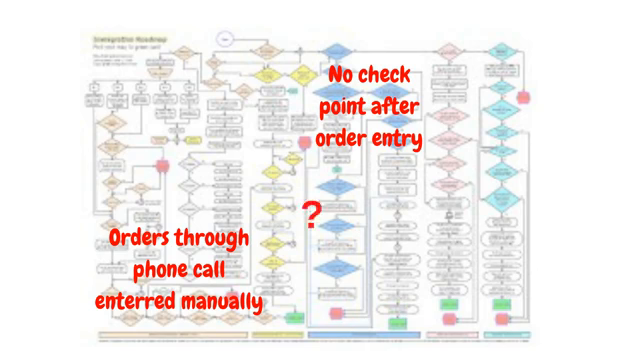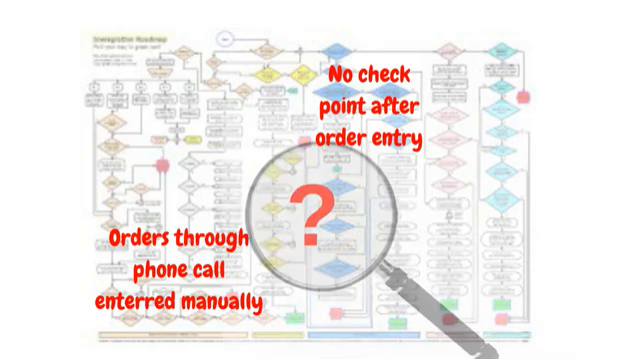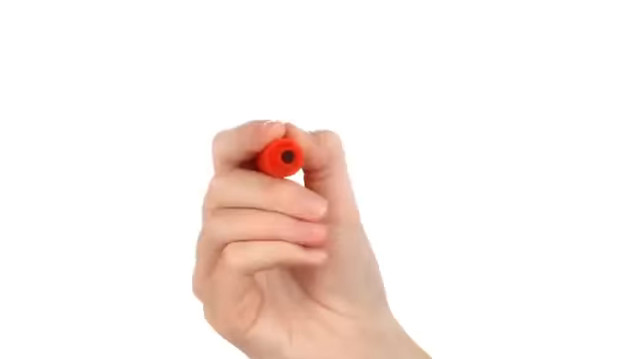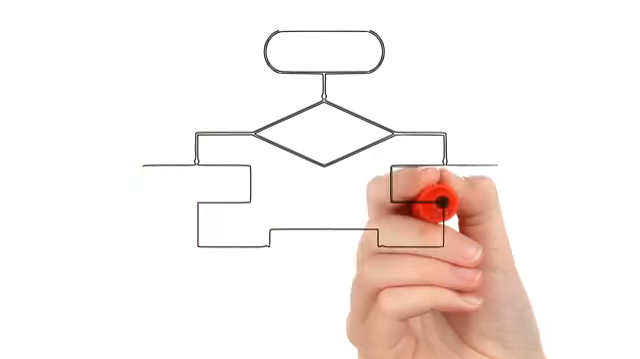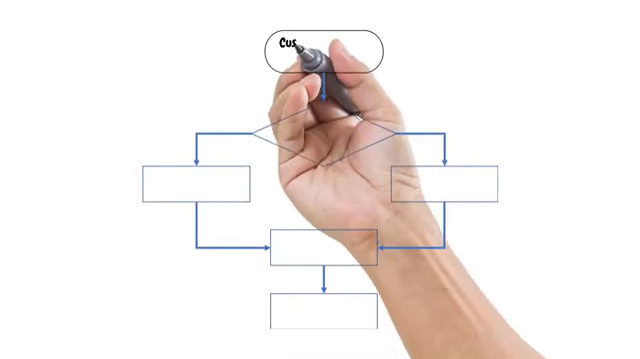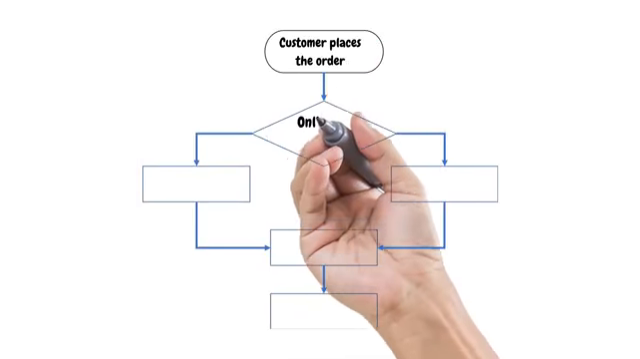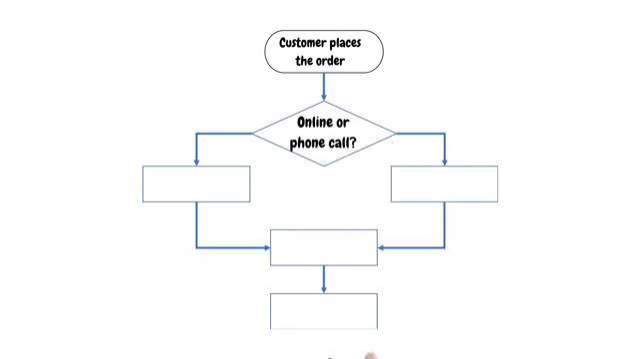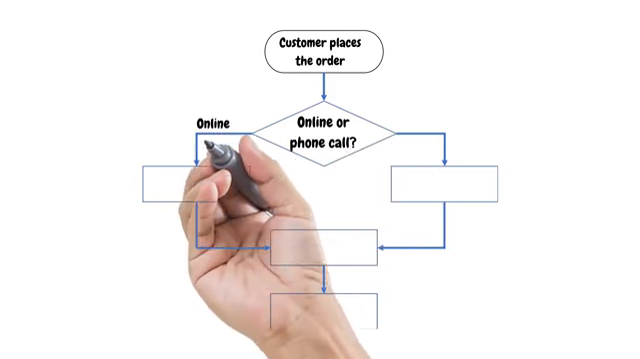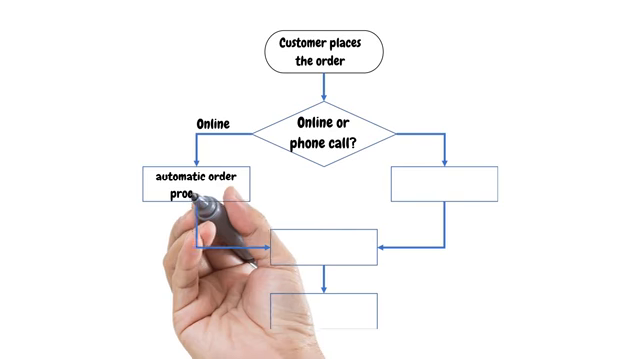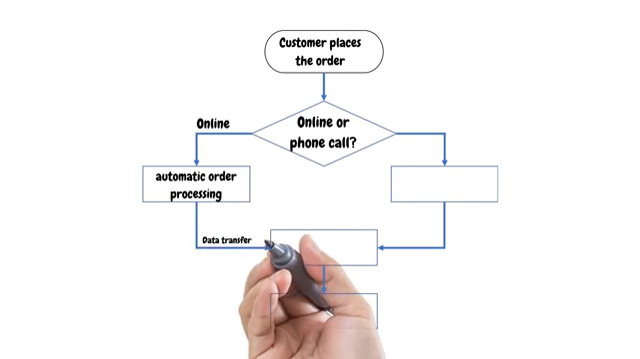In such a case, it is suggested to look into the whole workflow. For that, we will create a flowchart. The customer places the order. Did the customer send the order online or through a phone call? If it was online, then the order will be processed automatically and sent directly to the warehouse.